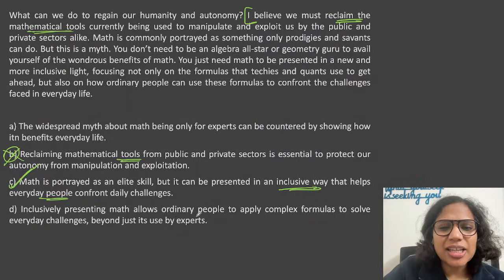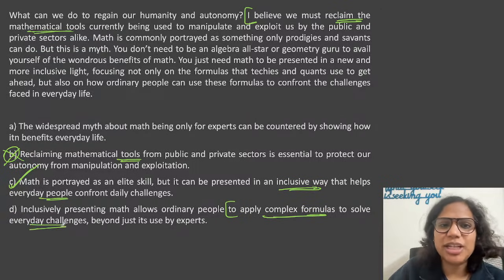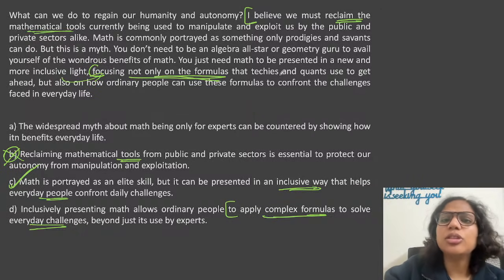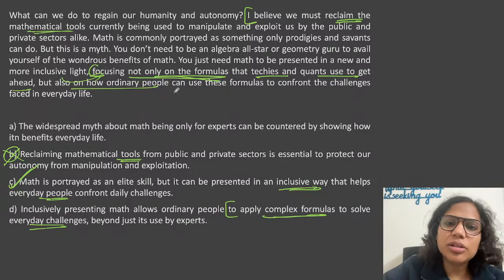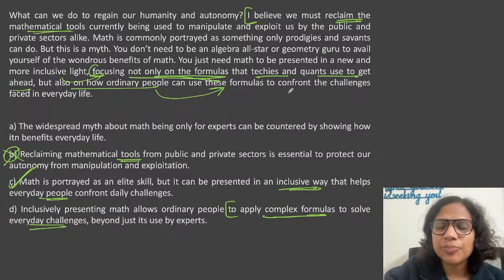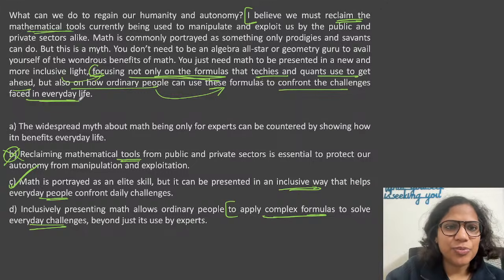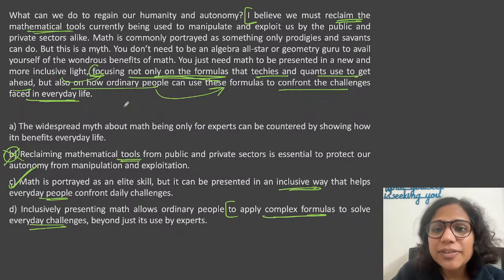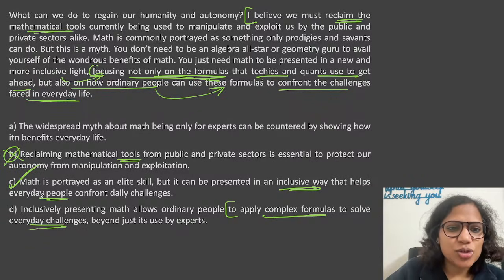D says that it allows ordinary people to apply complex formulas to solve everyday challenges, whereas look at this, it said that when we present it in a more inclusive light, focusing not only on the formulas that techies and quants use to get ahead, but also on how ordinary people can use these formulas to confront the challenges faced in everyday life. So they are confronting these challenges, right? Not solving everyday challenges. So math is portrayed as an elite skill.